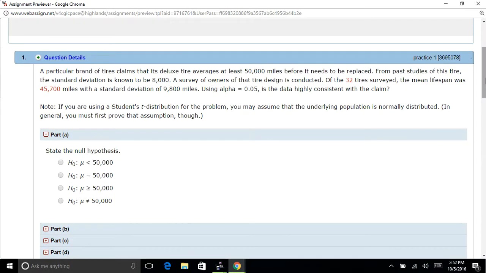A particular brand of tires claims that its deluxe tires average at least 50,000 miles before they need to be replaced. From past studies of this tire, the standard deviation is known to be 8,000. A survey of owners of that tire design is conducted. Of the 32 tires surveyed, the mean lifespan was 450,700 miles with a standard deviation of 9,800 miles. Using an alpha of 0.05, is the data highly consistent with the claim?